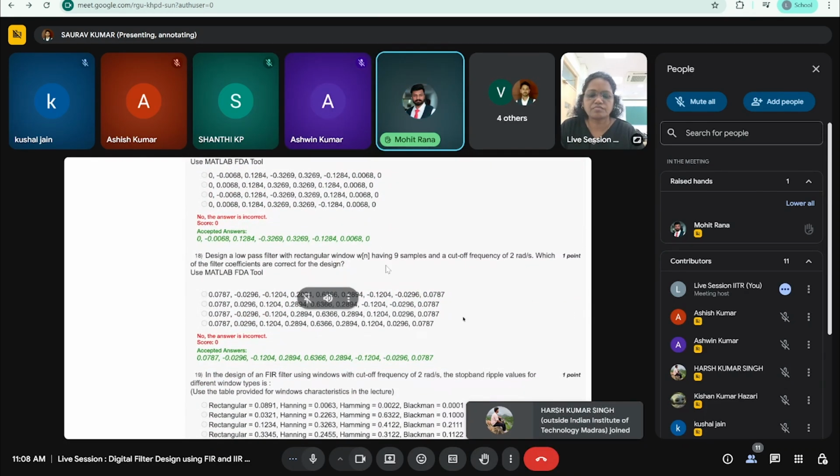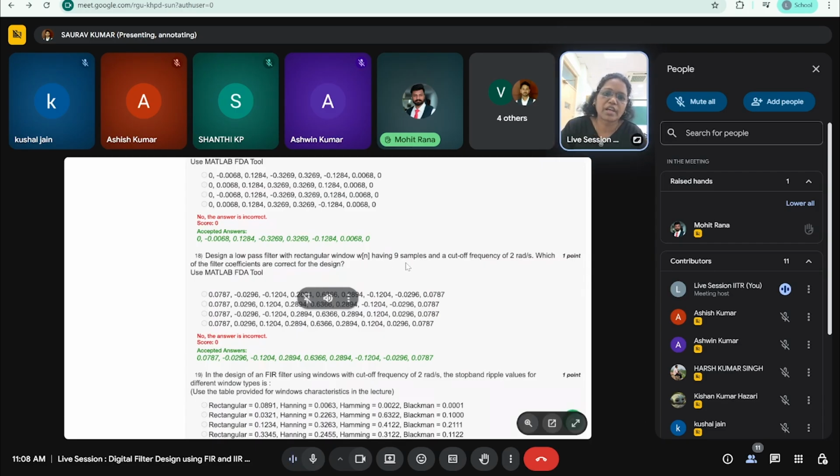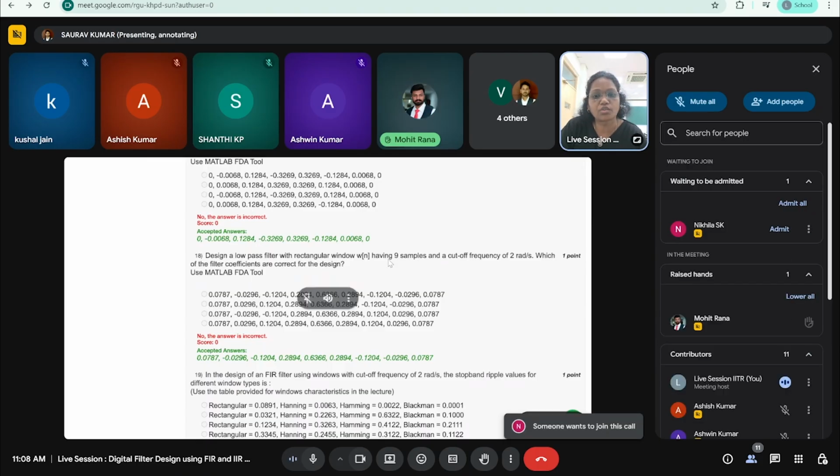The low pass filter with a rectangular window, 9 samples and a cutoff frequency of 2 radians. Which filter coefficients are correct for the design? Okay, we have solved a similar problem in one lecture. In the lecture, you can see how the rectangular window is used. The cutoff frequency is the only difference we have here.